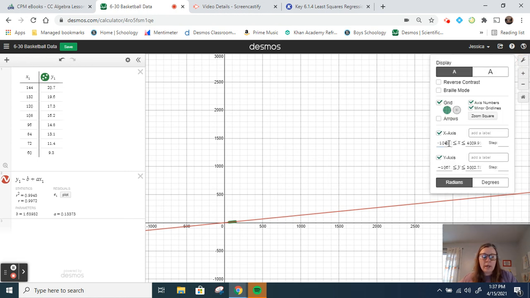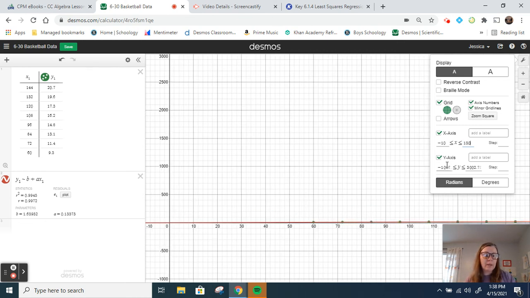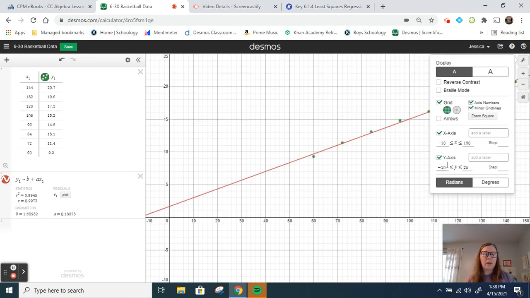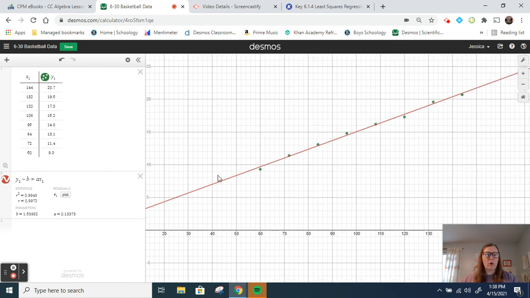I might change it from negative 10 to, let's see, what's my highest X? Maybe 150. And then here I might go negative 10 to, what's my highest? 21. So maybe I'll go 25. Okay, so now I can see the data a little bit better, and you can see that line going through it. So that's a strong linear positive association. And then here are my A and B values.